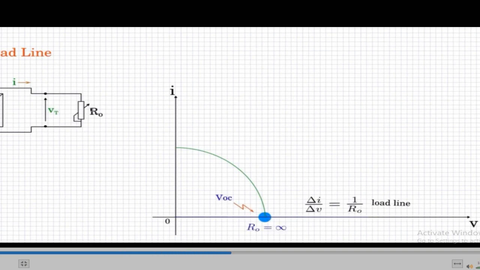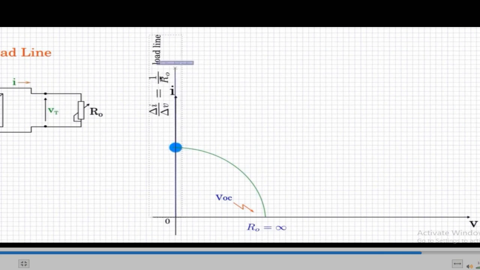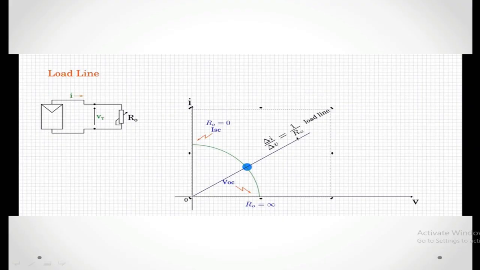Now I am going to reduce R naught such that there is a short circuit at the terminals of the PV cell. So the load line will shift towards the y-axis like this. I hope you are understanding. If I increase R naught, the load line shifts towards the x-axis. If I decrease R naught, the load line shifts towards the y-axis. So that is the idea. This is the load line for some arbitrary value of R naught.